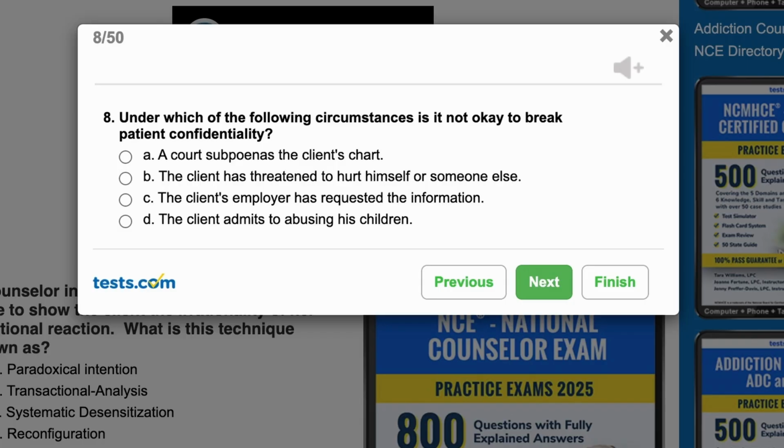Under which of the following circumstances is it not okay to break patient confidentiality? A. A court subpoenas the client's chart. B. The client has threatened to hurt himself or someone else. C. The client's employer has requested the information. Or D. The client admits to abusing his children.